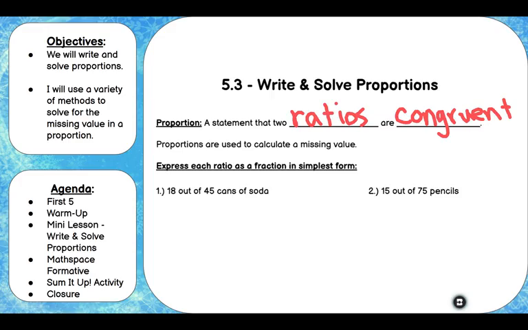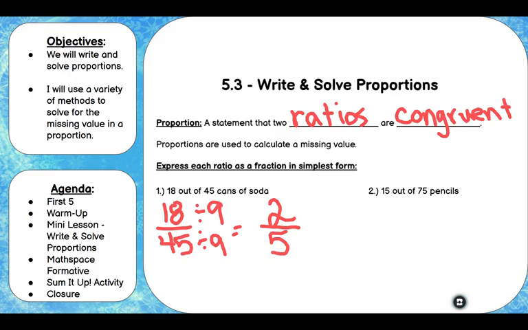So before we do proportions, we're going to make sure that we remember how to simplify fractions. We're going to look at question 1. Question 1 says 18 out of 45 cans of soda. As a fraction, that would be 18 over 45. Using our knowledge about multiplication facts, both of these numbers can be divided by 9. 18 divided by 9 is 2. 45 divided by 9 is 5.